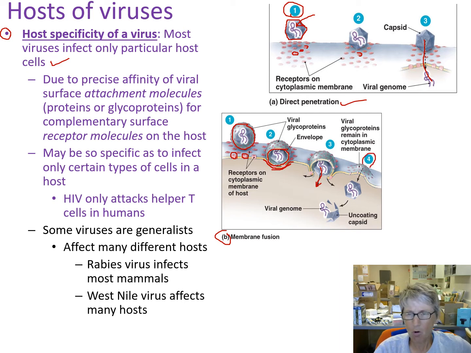And then in step 4, it says the viral glycoproteins that were on the virus remain embedded in the cytoplasmic membrane of the host cell, and the nucleic acid of the virus in the capsid, excuse me, gets inside the cell, and then the capsid uncoats or breaks down, and the viral genome now is free to get into the cell and start making its own viral proteins.